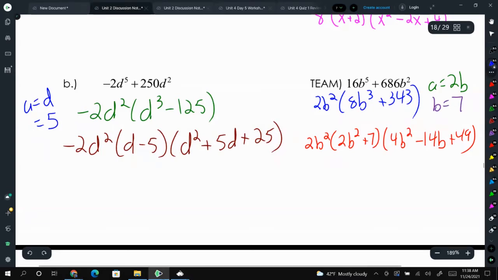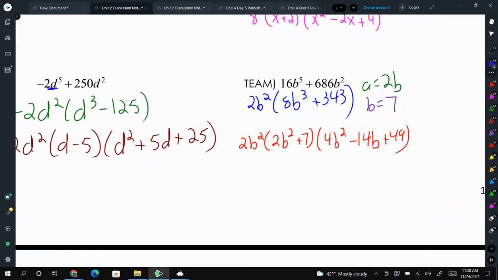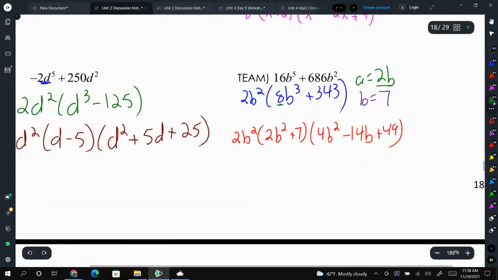The one on the left, letter B, you need to factor out a negative value because we want our leading coefficient to be positive. So once you factor out a negative 2d squared, you're left with d to the third minus 125, and then you can do your difference of 2 cubes. Then over here, once you factored out a 2b squared as your GCF, you're left with 8b to the third plus 343. Now your a value in this one would be 2b because you're taking the third root of the 8 as well.